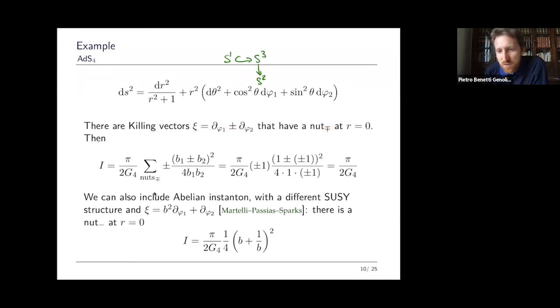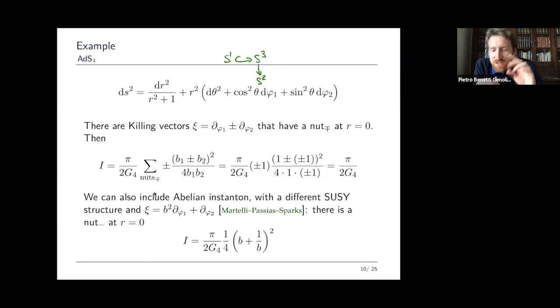Now I just apply the formula, and you just substitute B1 and B2 inside the formula, and you find that in both cases, the action is pi over 2g. This is sensible because it doesn't depend on the choice of supersymmetric structure. It doesn't depend on the choice of spinor, because I had two different spinors that gave me two different Killing vectors, but the space was the same. So it makes sense that it didn't change.